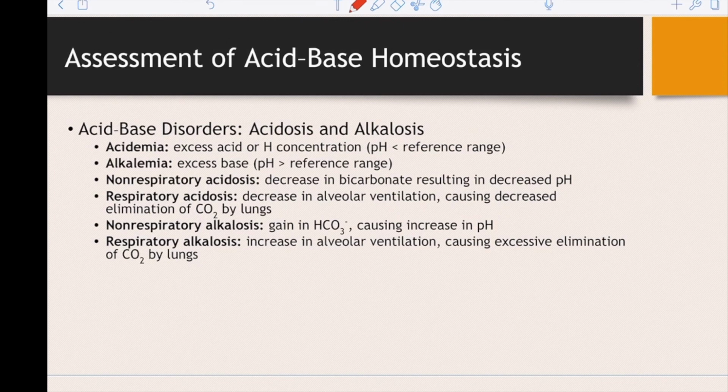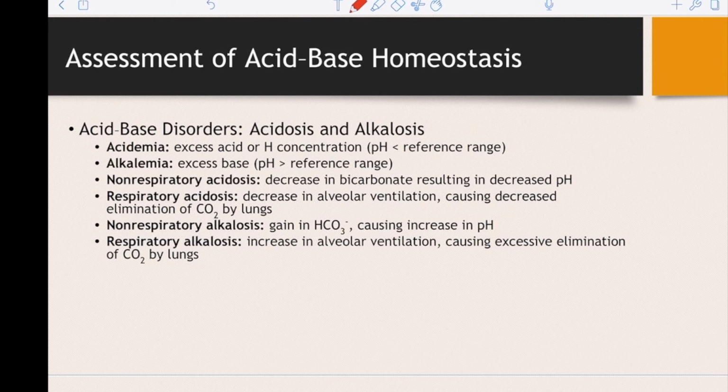You can also have alkalemia or excess base, in which case the pH is going to be greater than the reference range, so greater than that reference range of 7.35 to 7.45. You can have what is called non-respiratory acidosis, and this is where you have a decrease in bicarbonate, and that results in a decreased pH.